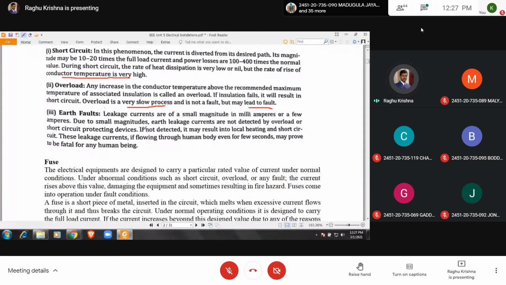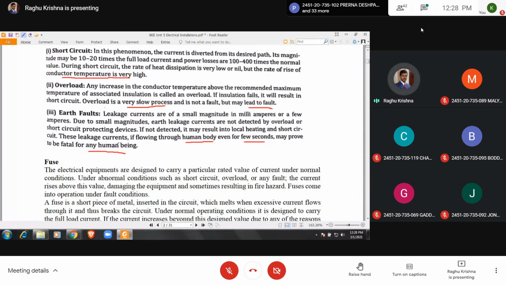Sometimes at your home, if you touch the tap, you may get a shock. That is due to earth fault. If earthing is not provided, that may occur. Earth leakage currents are not detected by overload or short circuit protecting devices. If not detected, they may lead to local heating and short circuit. These leakage currents, if flowing through the human body even for a few seconds, may prove to be fatal for any human being.